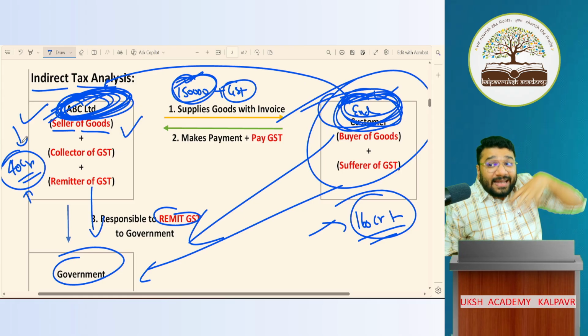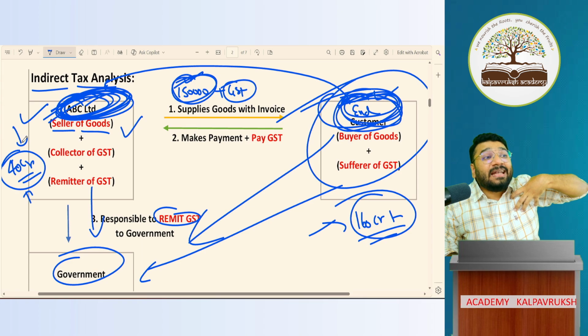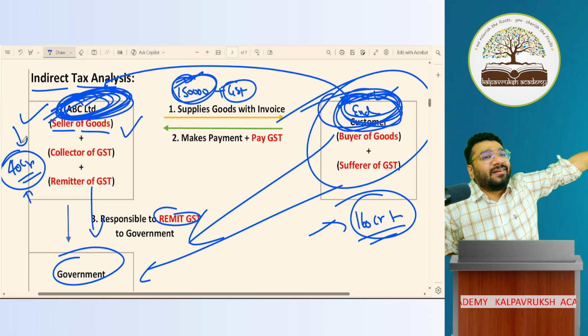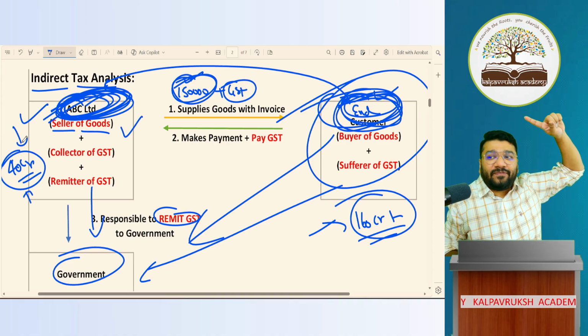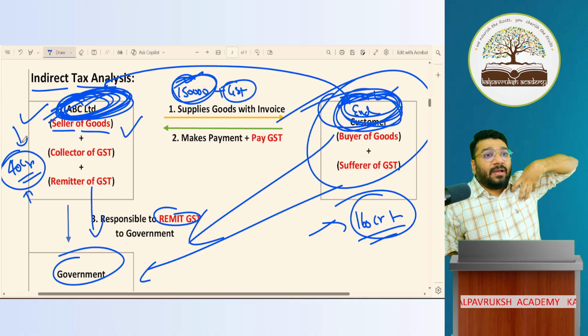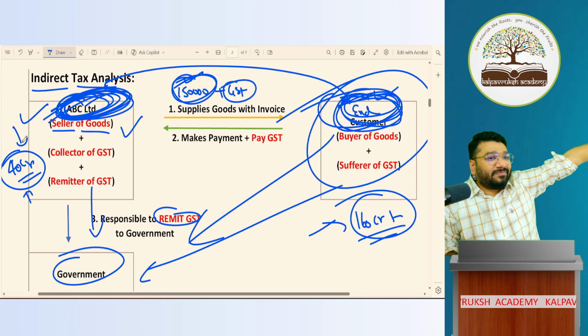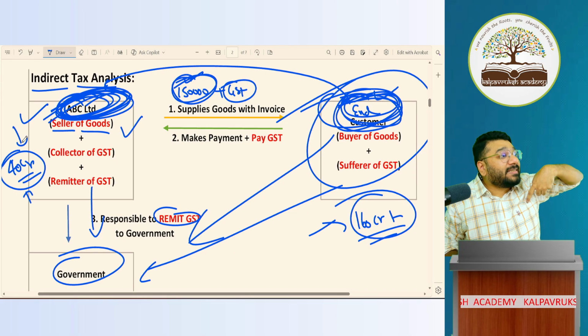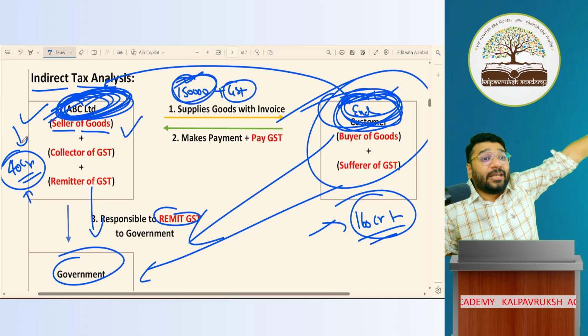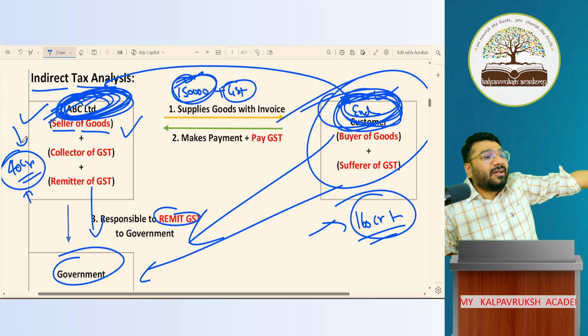The customer is not directly paying the tax to the government. The customer is indirectly, through the businessman, paying the tax to the government. In case of income tax, I am the person who is earning income, and I am directly giving the tax to the government. Direct tax. Indirect tax, I am giving the money, but not directly to the government, but indirectly through the middleman.